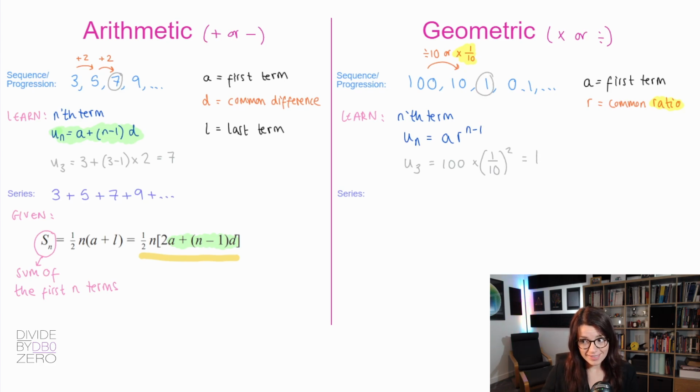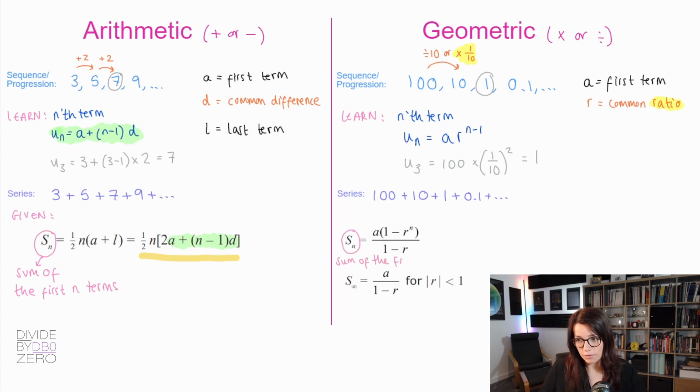The idea for series is the same. So that's just adding all the terms in the sequence together. So 100 plus 10 plus 1 plus 0.1 and so on. We are given formulas for geometric series in the formula book. And for geometric, you get given 2 formulas. One is for S_n, which again stands for the sum of the first n terms. One is for S infinity, which stands for the sum to infinity. So again, you're given these, you don't need to memorize them, but you do need to memorize the nth term for geometric, which looks like this.